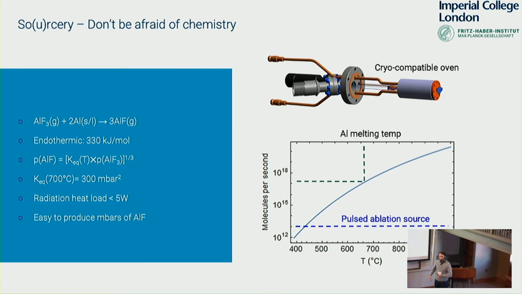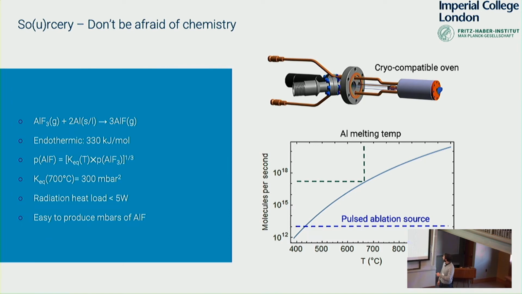This way, you can now measure the AlF partial pressure in the vacuum chamber with just a normal pressure gauge, because you can produce millibars of it. So this is the vapor pressure we see, or the molecules per second that you can produce at just below the melting point. And you see it's many orders of magnitude more than we can produce in a pulsed buffer gas beam.